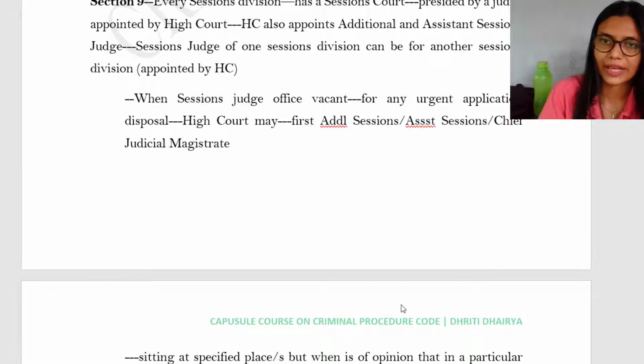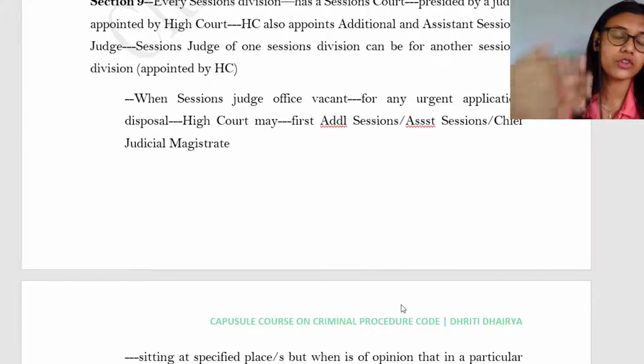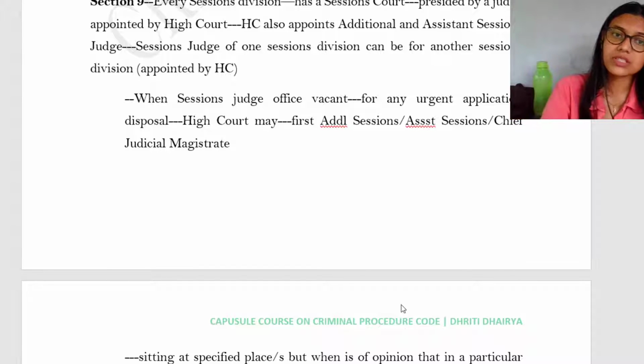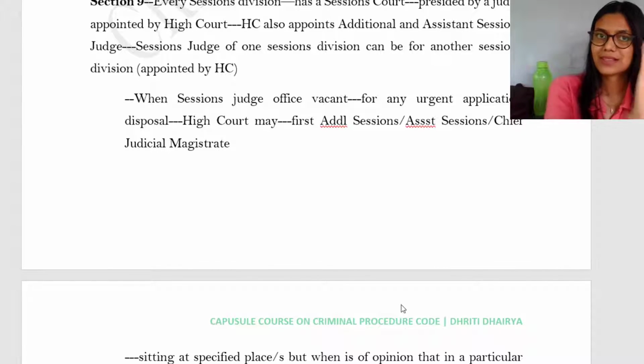there may be situations where that office may fall vacant. And there may be a case that has come for urgent disposal. It requires urgent disposal. You cannot wait for the normal procedure for somebody to get promoted or get appointed, etc. In those cases, the High Court may say that, okay, first they'll see that if there is an additional sessions judge available, then they'll ask him to dispose of that case in the same capacity as that of the sessions judge.